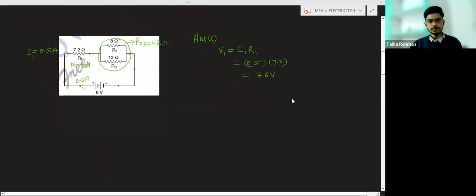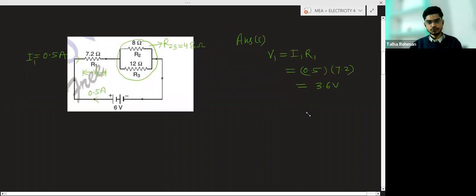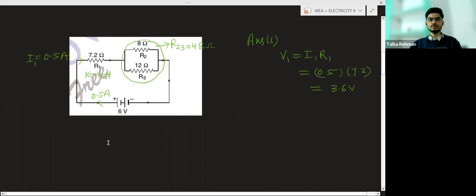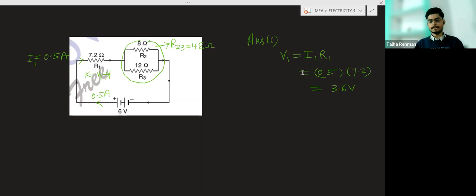Okay, so once again, you should draw this diagram and show in this diagram, this is V1. This is answer C, the answer of question number C.